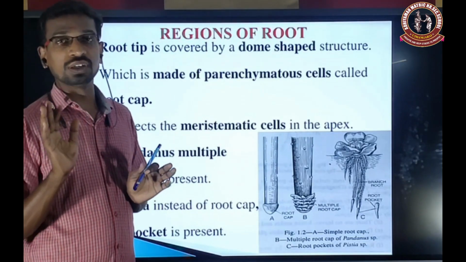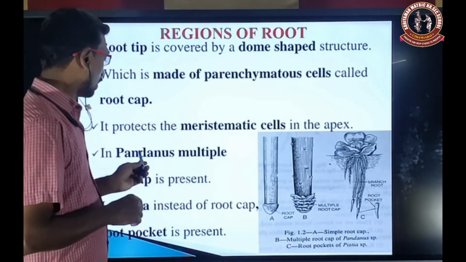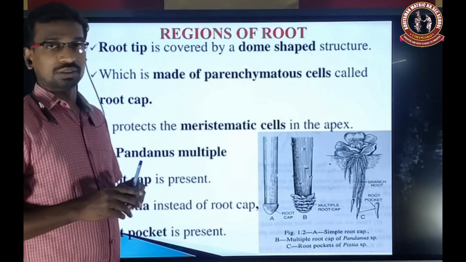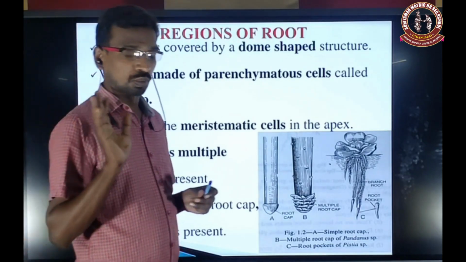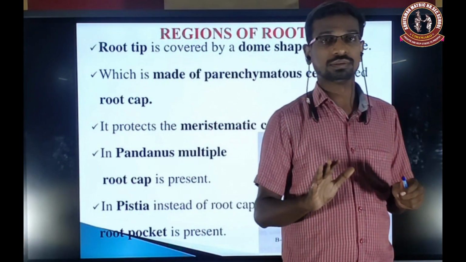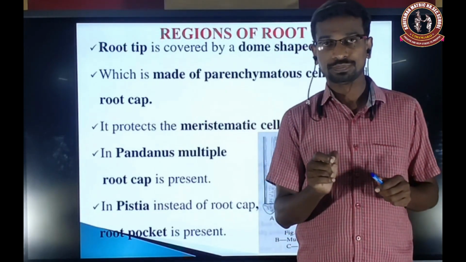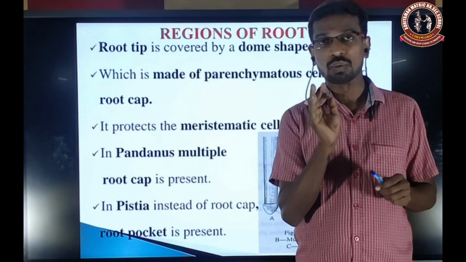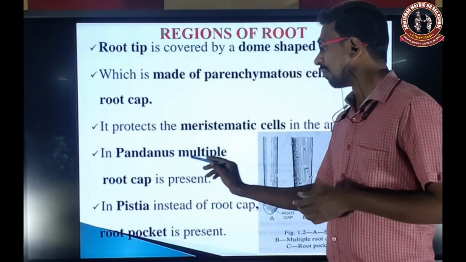Which one? The root cap. What is the role of the root cap? It protects the meristematic cells in the apex region. Pandanus is one type of plant. They have multiple root caps. Mostly, each primary root has only one root cap. But there is an exception: Pandanus, with multiple root caps.